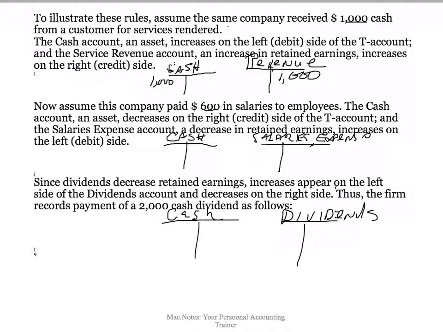Now let's assume we paid salaries to our employees. Two accounts again, cash, because we paid cash, and salary expense. Well, cash goes down, so we record that on the right-hand side, or credit. And expenses go up, and we always debit the expense. Lastly, if we paid dividends, well, we would have paid cash, so our cash would have gone down, credit $2,000, and dividends went up, debit $2,000. You will notice, in each case, equal debits and equal credits.